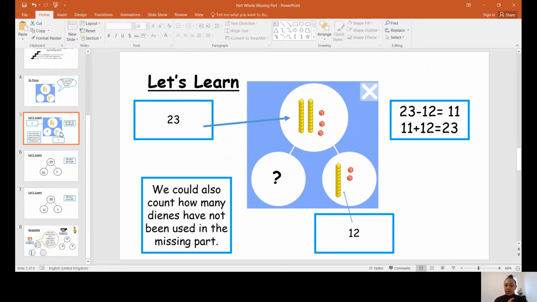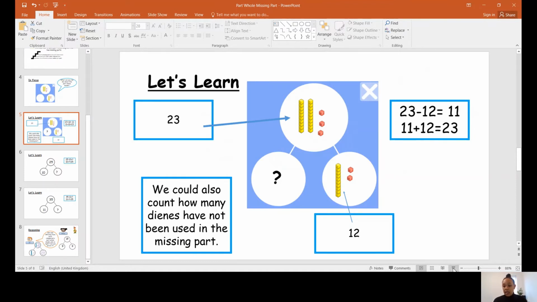How are we going to work this out? Well, there's a number of ways we can do it. The first way is by subtracting one of the parts that we've got at the bottom from the whole. So that's 23 take away 12, and it gives us 11. So that could suggest that 11 is our missing part. To check that, we could do the inverse operation and add 11 and 12 together to give us 23.